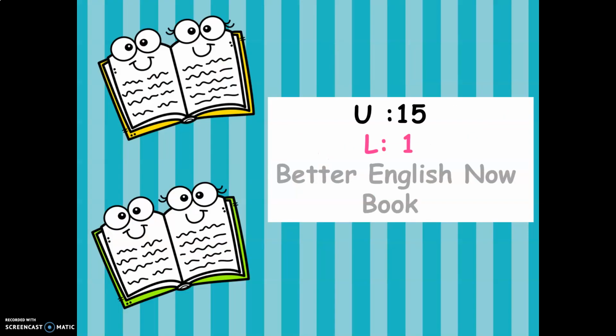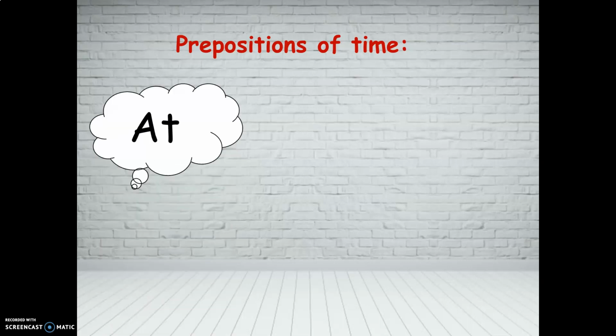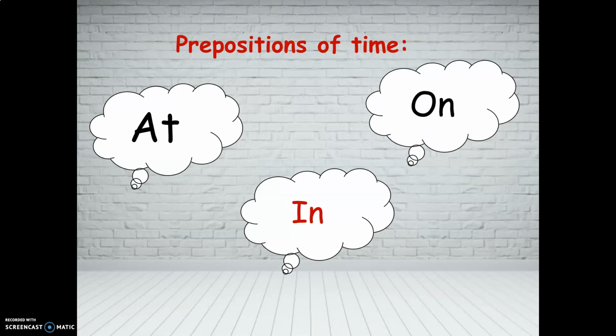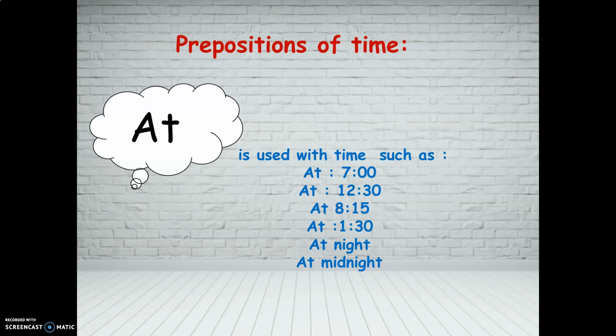Okay? Then, girls, as I told you, today we will take Unit 15, Lesson 1, in our book Better English Now. Okay? Page 70 and 71. So, first of all, we will start with prepositions of time. What do I mean by prepositions of time? I mean at, in, and on. At, in, and on. When can I use at? I can use at with time.